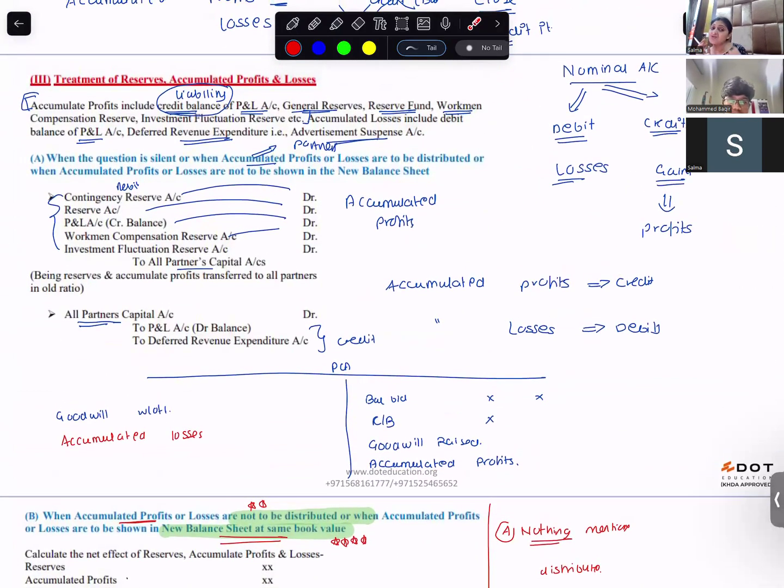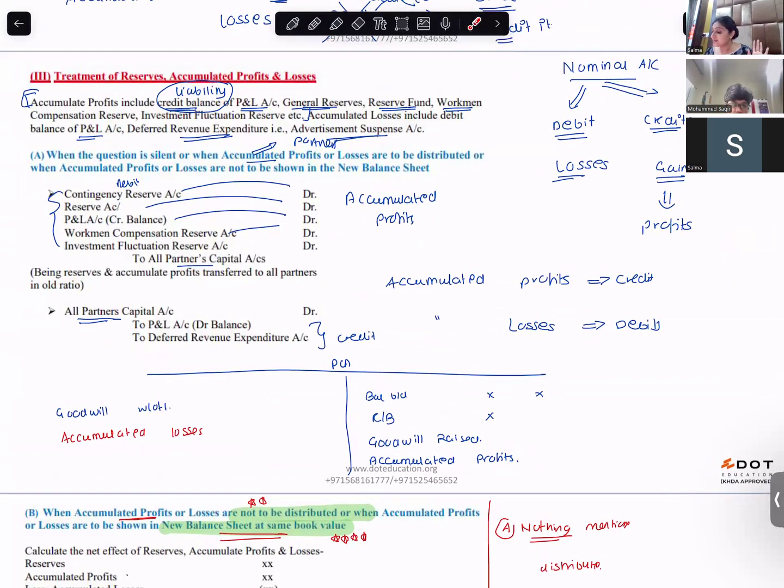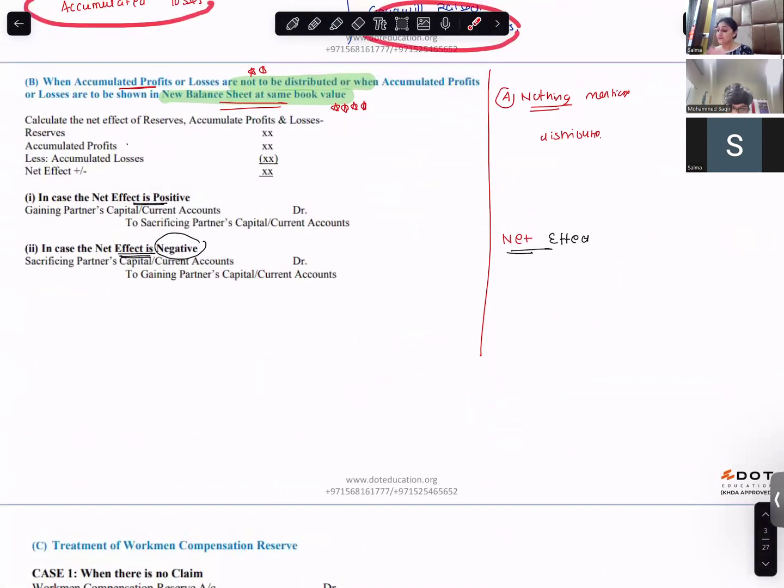If nothing is mentioned, just give it to the partners. If nothing is mentioned or they tell you distributed, give it to the partners. For profits, it will be partners capital credit. For losses, it will be partners capital debit. If they tell you not to be distributed or show at the new balance sheet same book value, then you pass an adjusting entry.